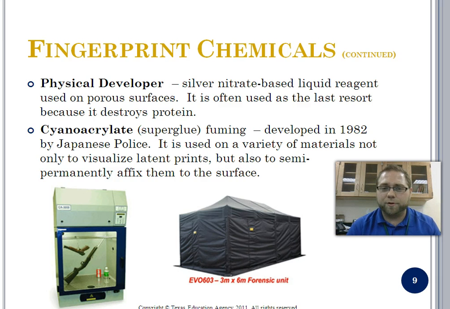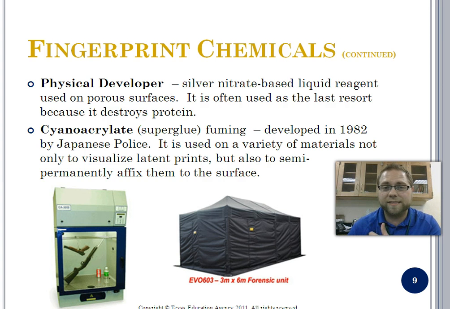Cyanoacrylate, okay, this is superglue. We found out that superglue, Japanese police in 1982 found out that superglue actually causes prints when you add a little heat to it and you let the fumes from that cyanoacrylate get on the surface of something. That causes the prints to develop.